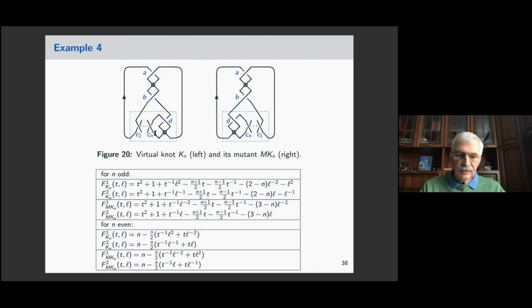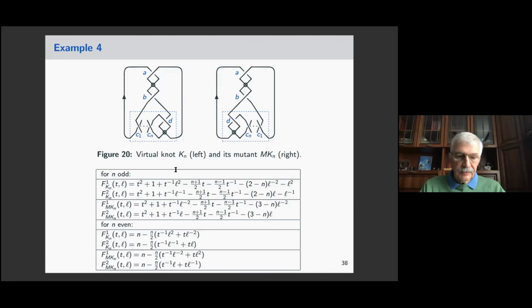This n is related to the notation of the knot. On the right, we have a mutant. Let's look at the part of the diagram restricted by the dashed line. We applied a positive involution and changed this part of the diagram. We obtained a new diagram, which is a mutant of the original one. Depending on whether n is odd or even, we can calculate the F polynomials of these knots, and they are presented in the table.